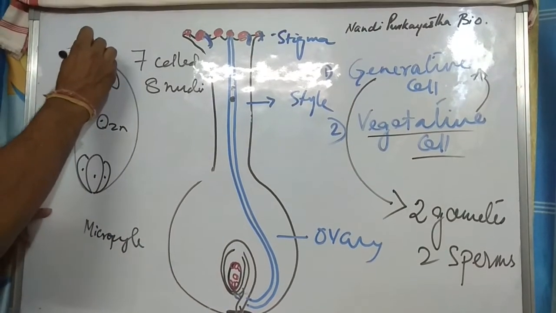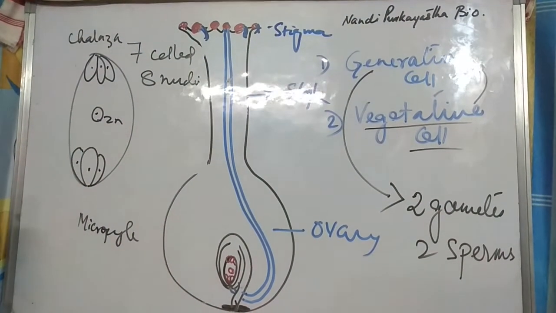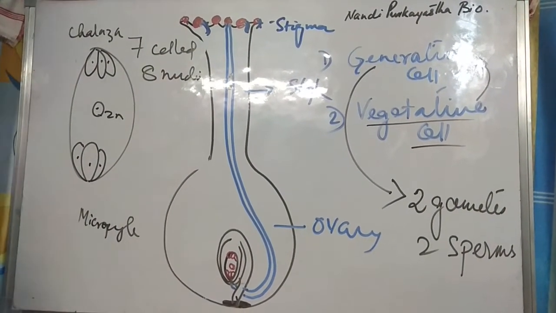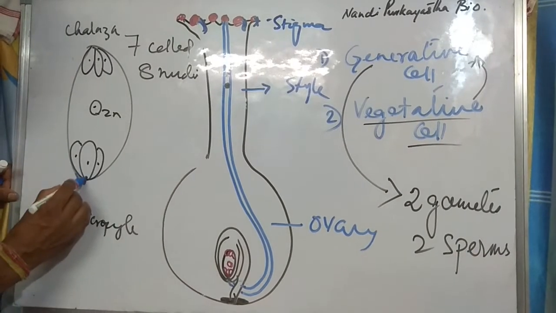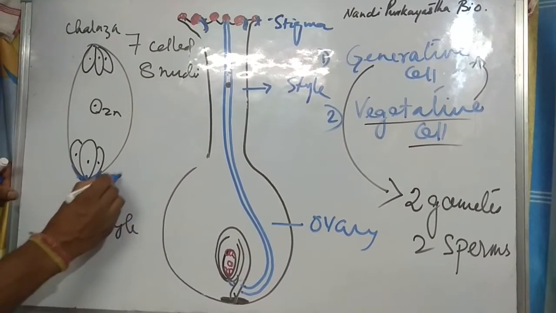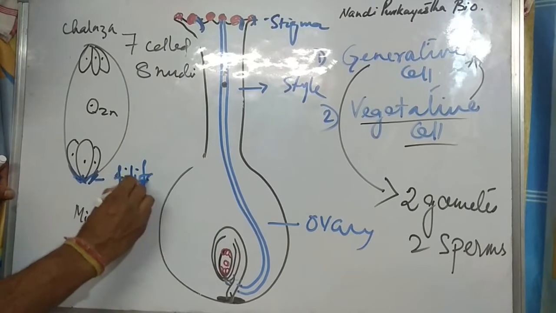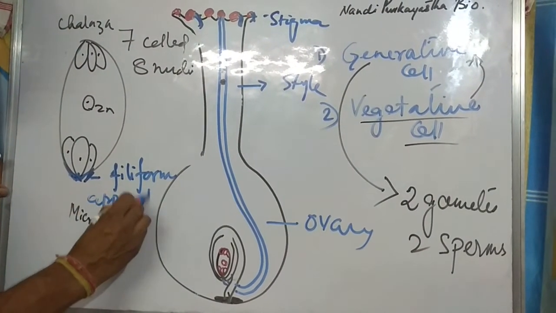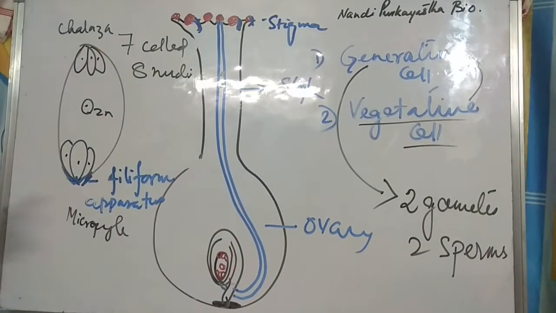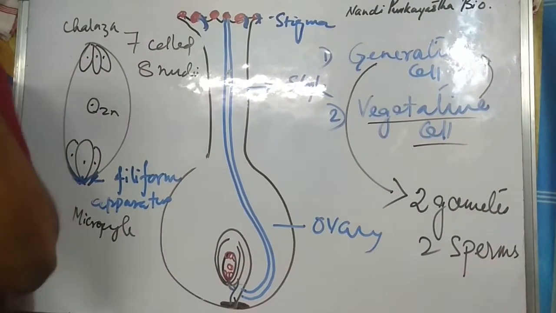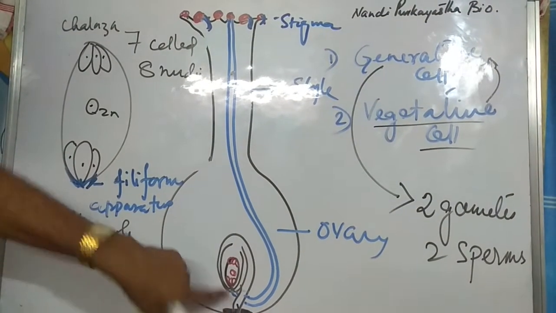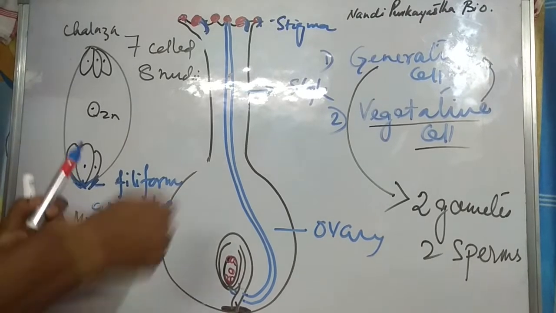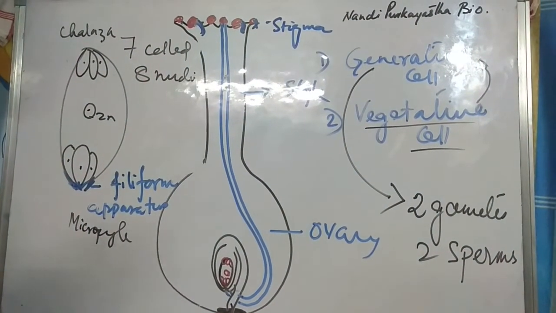Here, chalaza. Now see another thing. Filiform apparatus. Filiform apparatus is in the micropyle region like this. F-I-L-I-F-O-R-M, filiform, A-P-P-A-R-A-T-U-S, apparatus. What is the function of the filiform apparatus? It helps the pollen tube to move inside so that it can discharge its sperm. Is it okay to you?